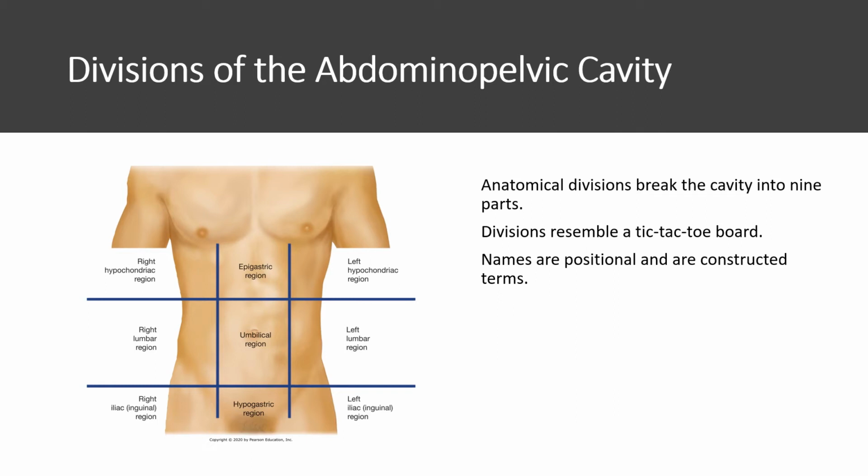So I want you to look at those anatomical terms in your book on page 43, and I will read them to you. Right hypochondriac region, right lumbar region, right iliac or inguinal region, epigastric region, umbilical region, hypogastric region, left hypochondriac region, left lumbar region, and left iliac or inguinal region.